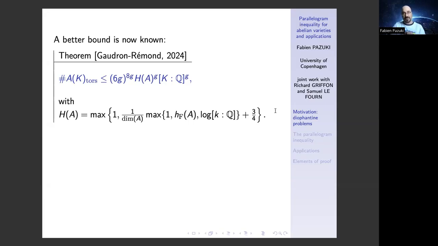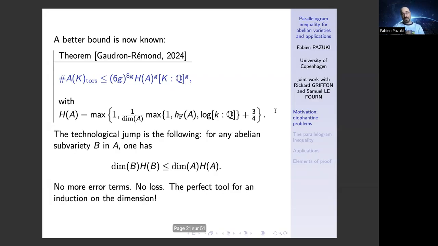If you take a look at the size of these numbers, of course, even for G equal to 2, it's really amazing the improvement that was made here. Now, I call this the technological jump. There are a few new methods they introduce in their new paper, of course, to improve in such a way. And one of the jumps is the following. They're able to prove this inequality.